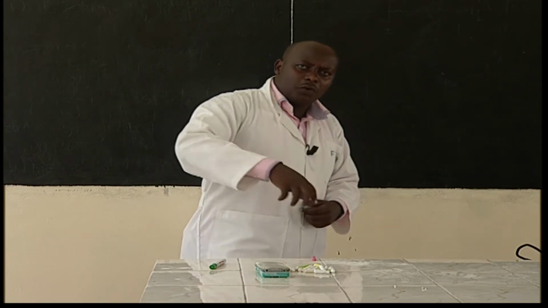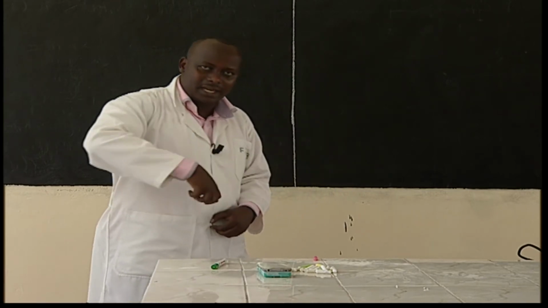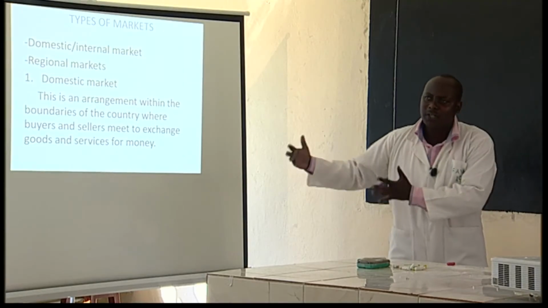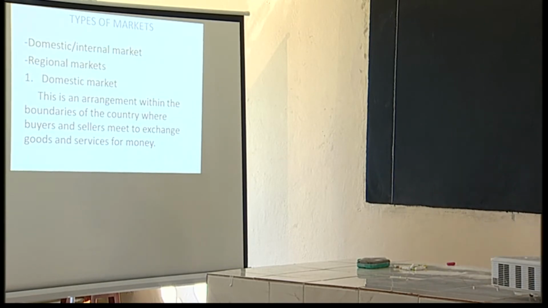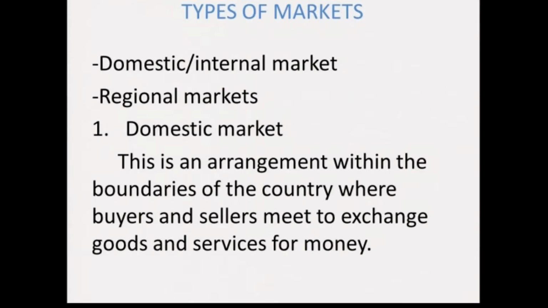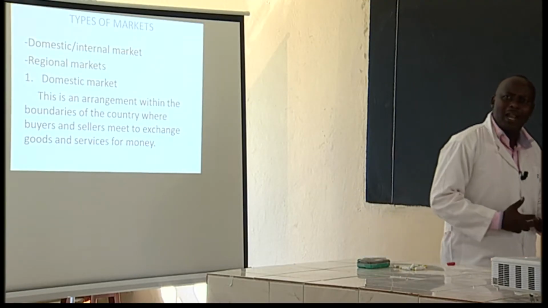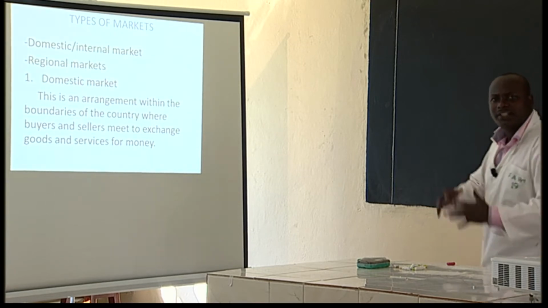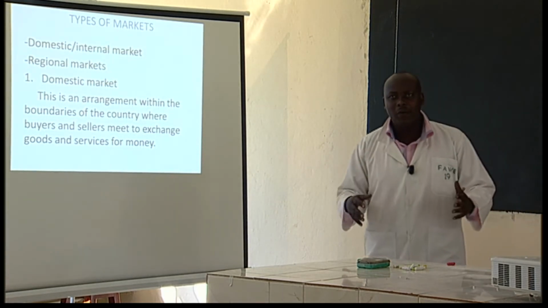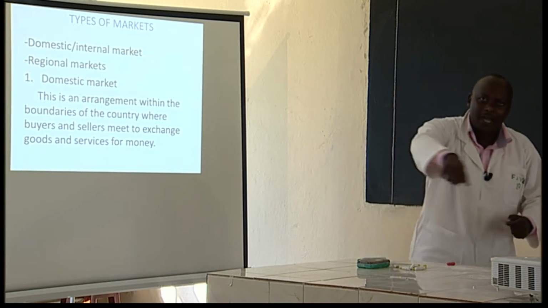Meaning, the selling and buying of goods is within the country, not beyond its borders. This means that with an internal market, a country does not export, does not sell its products to other countries, and does not buy goods and services from another country, because trade is carried out within the country. That is what we call an internal market: an arrangement where buyers and sellers meet to exchange goods and services for money within the boundaries of the country.